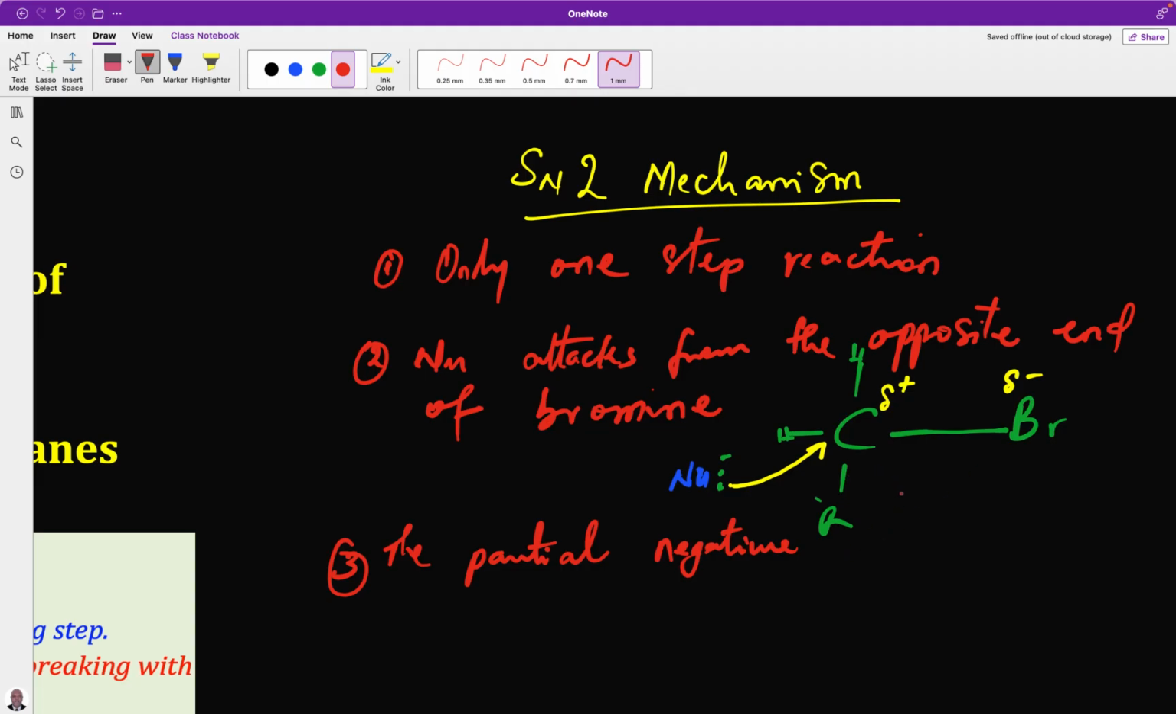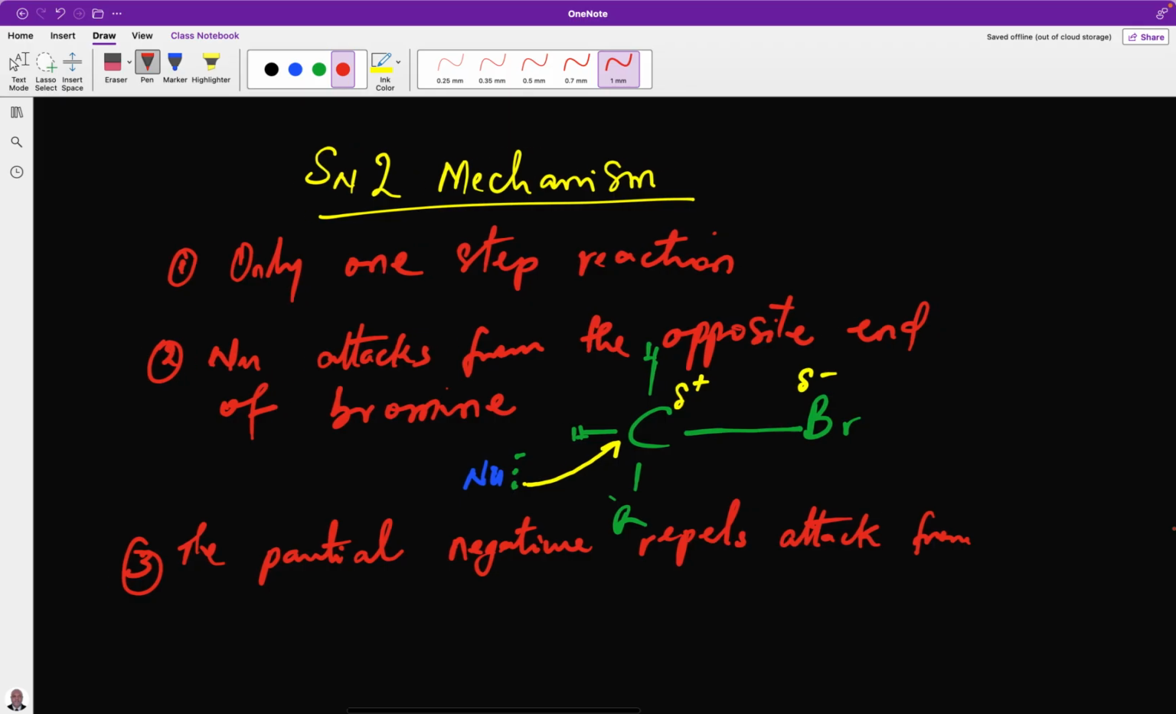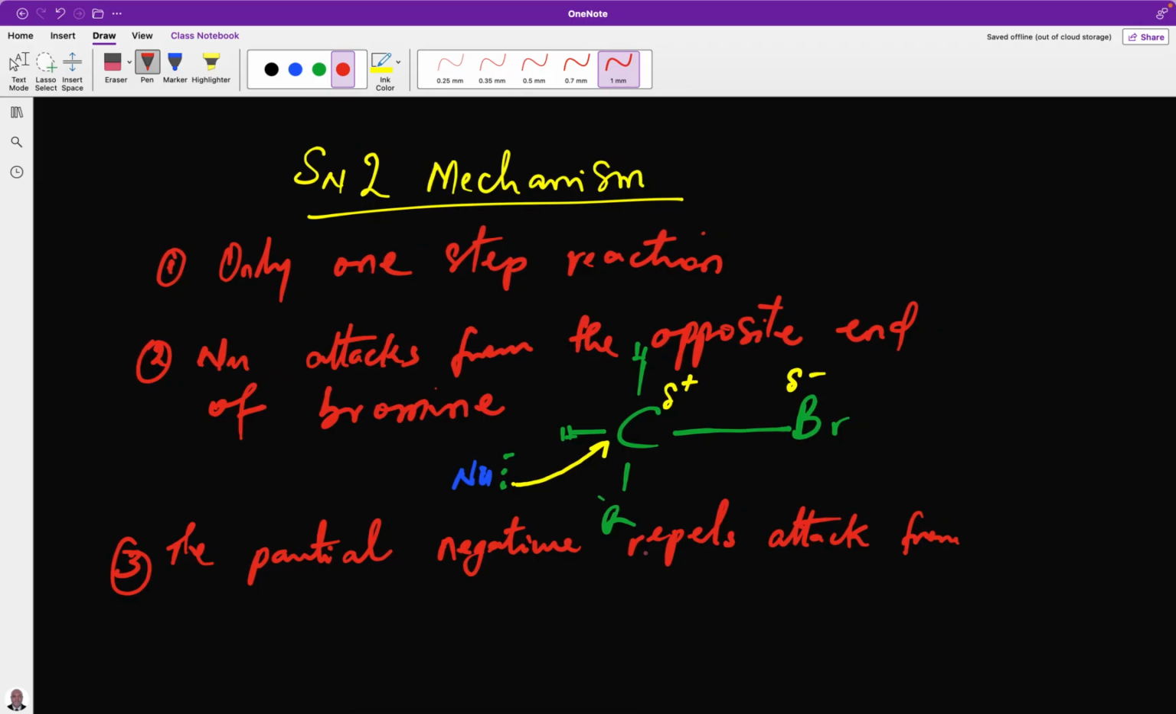This one hinders or repels attack from its side. It will repel attack from its side. So the nucleophile cannot attack from the side of bromine because they will repel it. Like charges will repel, so it will repel the nucleophile. So the nucleophile will have the opportunity to attack, but only from this side, and will only attack from this side provided the opposite end has not many alkyl groups.